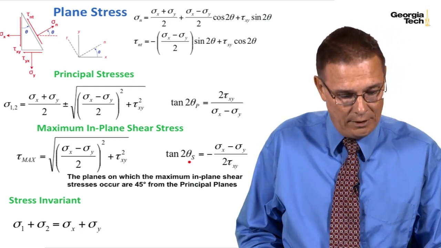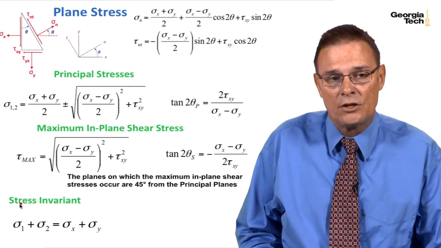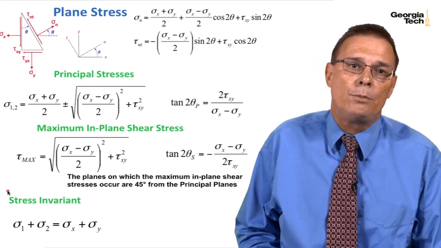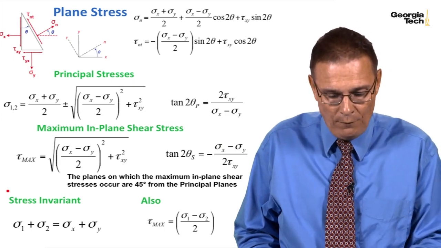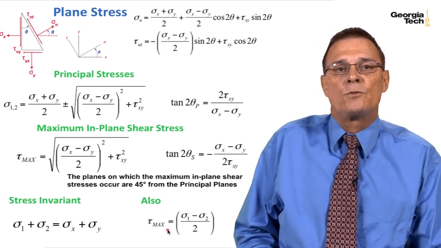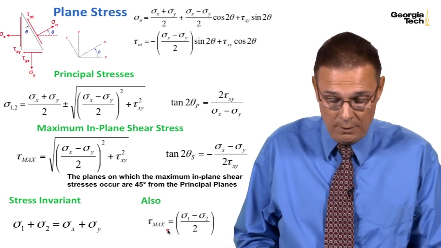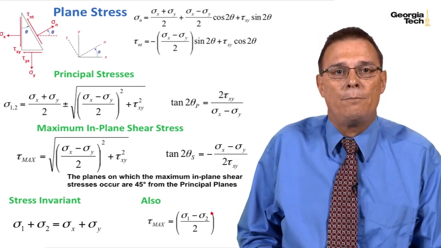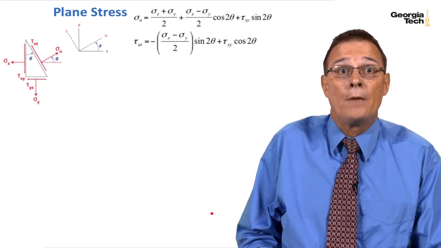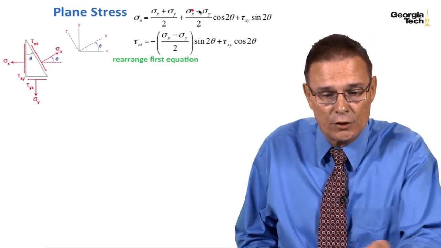The stress invariant says that the sum of the normal stresses on two orthogonal planes is the same, or a constant. And we found that the maximum shear stress was equal to principal stress 1 minus principal stress 2 divided by 2. So let's take and rearrange this first equation.